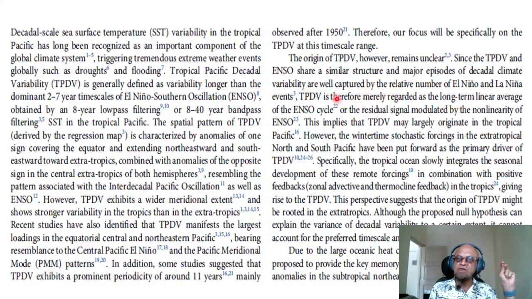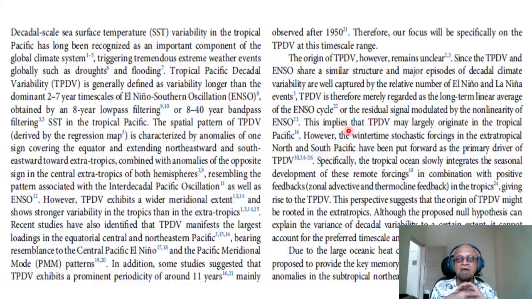Since the TPDV and ENSO share a similar structure and major episodes of decadal climate variability are well captured by the relative number of El Nino and La Nina events, TPDV therefore is merely regarded as the long-term linear average of the ENSO cycle, or the residual signal modulated by the nonlinearity of ENSO. So basically, El Nino and La Nina patterns are not exactly the same when you superpose them. ENSO, El Nino Southern Oscillation, has a warm phase and a cold phase, El Nino and La Nina. So if you have a decade of El Ninos and La Ninas, a low frequency rectification can appear to look like what we call TPDV.